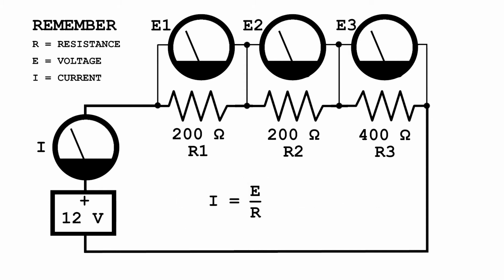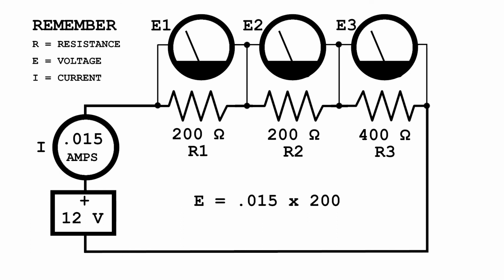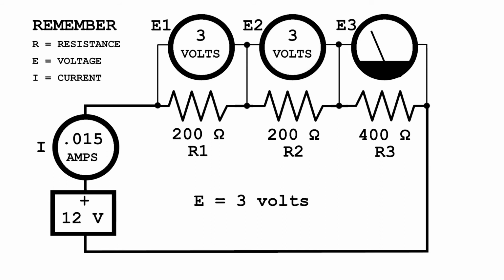I equals E divided by R, or 12 divided by 800, or 0.015 amps. Now, what is the voltage across R1? Well, E equals I times R, or 0.015 times 200, or 3 volts. Since R2 is the same resistance, we know its voltage drop is 3 volts as well. The voltage drop across R3 is E equals I times R, or 0.015 times 400, or 6 volts.